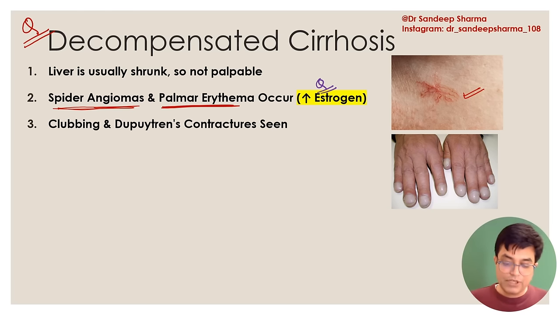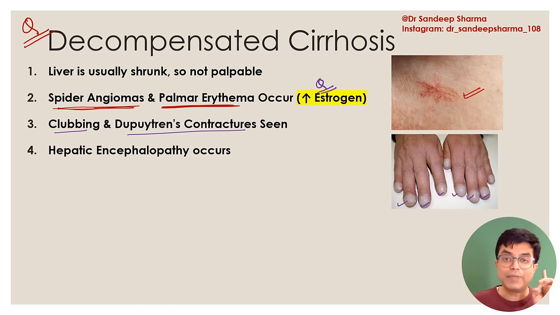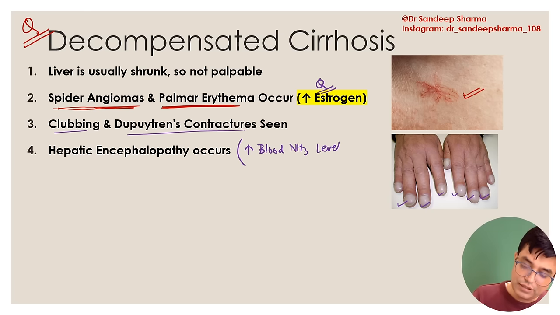Third, the patient will have clubbing. Can you see the digital clubbing present in most of the digits? Clubbing is usually seen in cyanotic heart disease, but it can occur in decompensated cirrhosis also. And in the hands there will be Dupuytren's contractures. It is something you read in surgery as well as orthopedics. And fourthly, hepatic encephalopathy will be there. Why does hepatic encephalopathy happen in the patient? The reason for hepatic encephalopathy is raised blood ammonia levels. Raised blood ammonia levels will be responsible for hepatic encephalopathy.